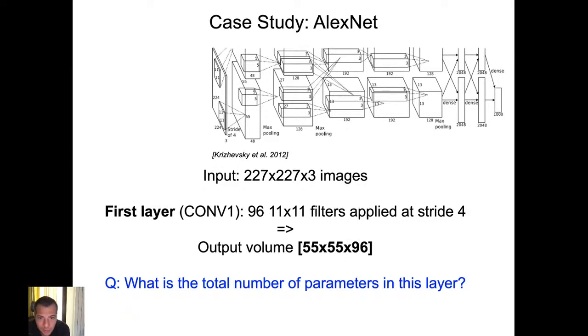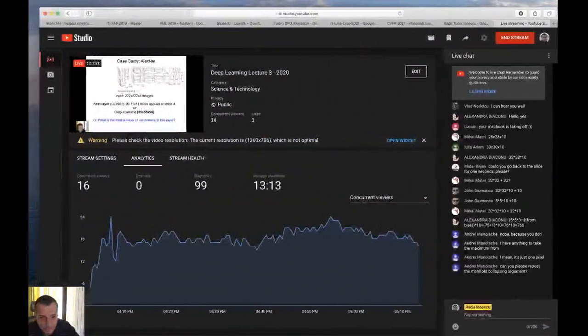Okay, so one question now for you. This should be easier following the explanation from above. What is the total number of parameters in this layer? So we have 96 filters with 11 by 11 components. And what is the total number of parameters? You can give me a rough estimation. You don't have to give me the precise number, but at least a rough estimation.